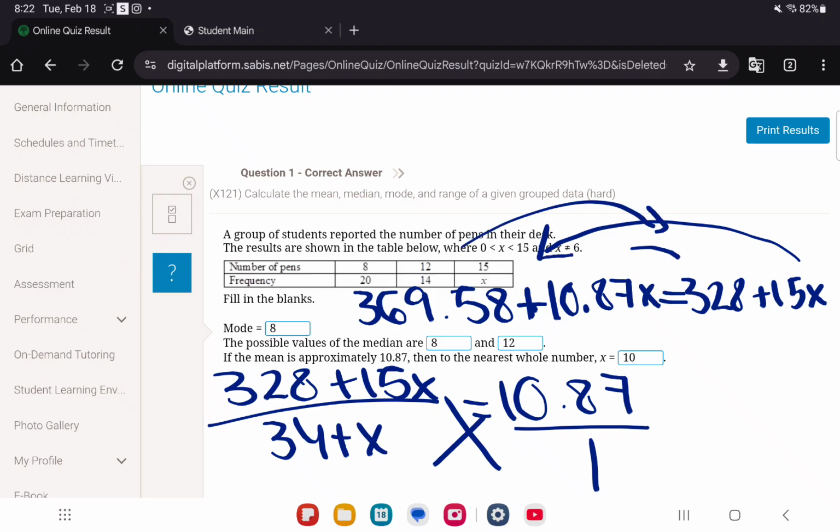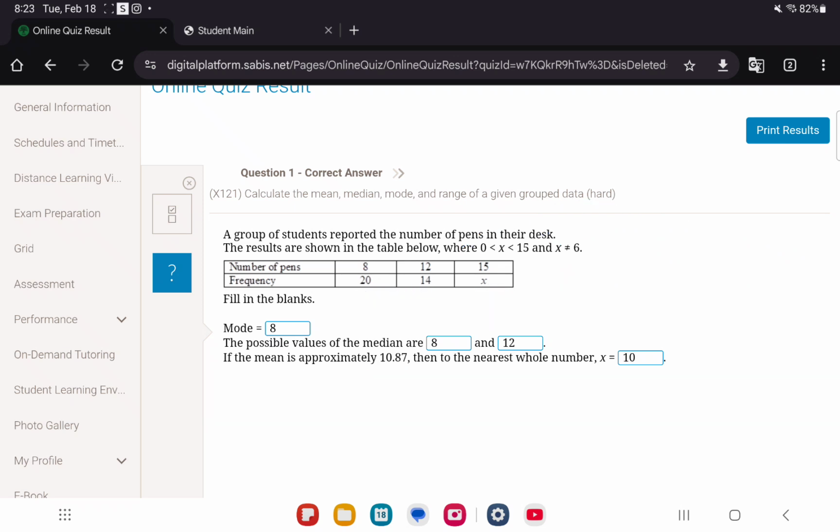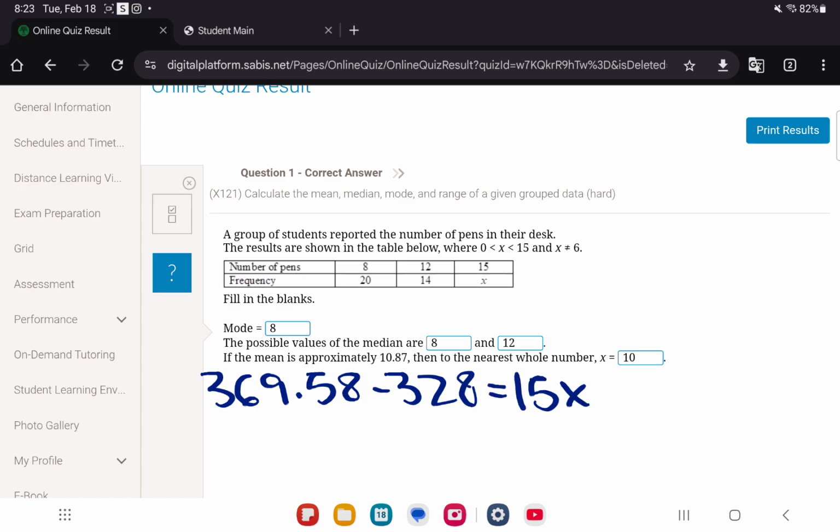Okay, now let's, like I said, simplify. Okay, I'm gonna erase it and write it the way you were supposed to write it. So 369.58 minus 328 equals 15x minus 10.87x. Okay, so do it on your calculator. 369.58 minus 328, you get 41.58.